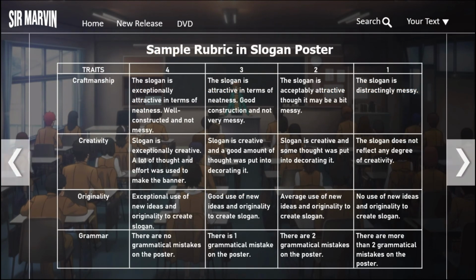Okay, so this is an example of rubric and slogan poster. So, itong rubric na nakikita nyo ngayon sa screen, this is an example of analytic rubric. Sa rubric kasi, meron tayong two types at na-discuss ko na yan sa inyo. We have the holistic and analytic. Ito ay example ng analytic rubric kasi detailed siya or napaka-detalyado. Kapag ka-holistic kasi, general lang siya.